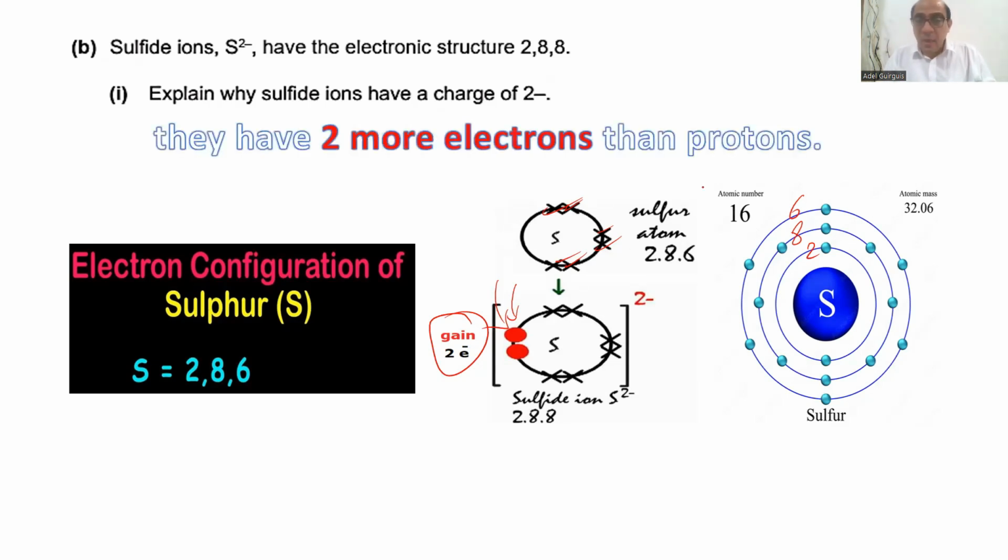Explain why sulfide ions have a charge of minus 2. They have 2 more electrons. From where? 2 more electrons from another atom. Okay, 2 extra electrons exceed the number of protons inside the nucleus.